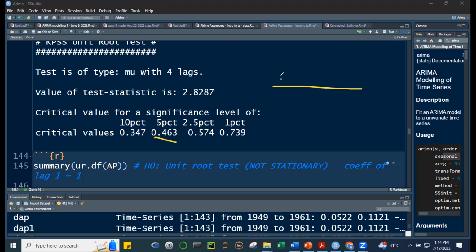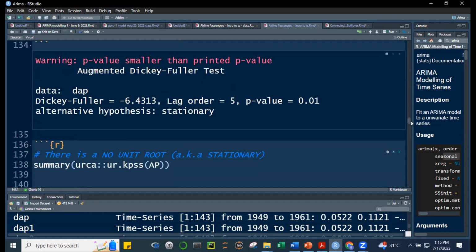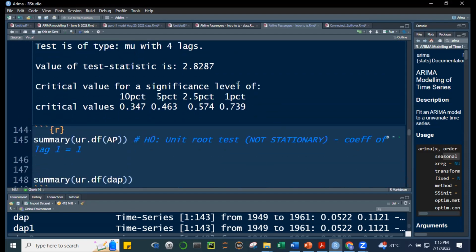Ibig sabihin, assume it's 0.46. Okay? Ang test statistic niya is 2.827. So it's here. So nasa rejection region siya, di ba? Therefore, we reject the null hypothesis. Ano ba yung null hypothesis dito? That our data, tingnan nyo, null hypothesis: no unit root, in other words, stationary. So we reject the null hypothesis that our data is stationary.